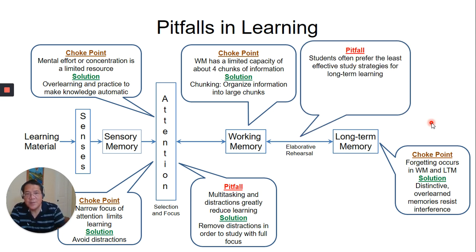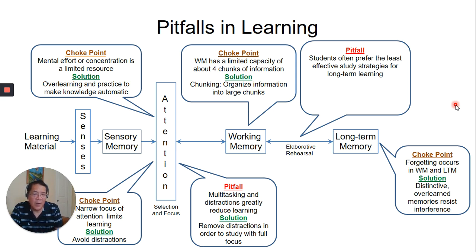The second pitfall has to do with learning strategies. You've got to use the right kind of learning strategies in order to transfer information from working memory over to long-term memory. The problem here is that the most popular learning strategies that students use are the least effective for transferring information to long-term memory. The reason for that is that these bad study strategies typically are easy to do. So they involve mindlessly rereading information or mindlessly highlighting information or just staring at your notes over and over again without really thinking about them.